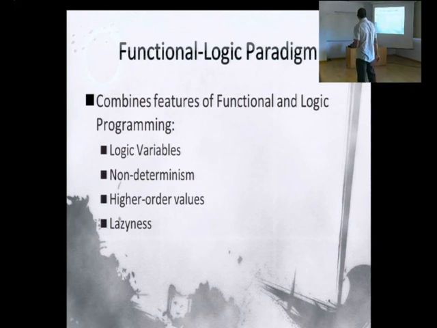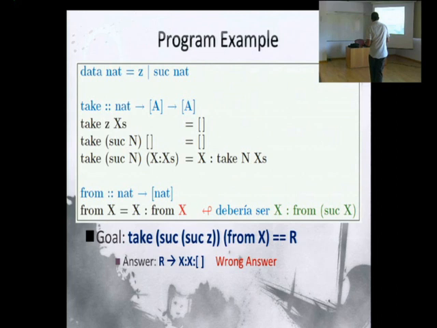In the examples I will check here, I will use most of the functional features, but also a few logic features. For instance, here is a small program. Here is the natural numbers, 0, successor of a number. The typical functional function take, that takes n elements of a list: take 0 elements is the empty list, take any amount of elements from the empty list is the empty list, and take n plus 1 elements from this list is the same as take the first one and then take n from the rest of the list. Okay? We also have the function from, which returns a list of numbers starting in a number x.